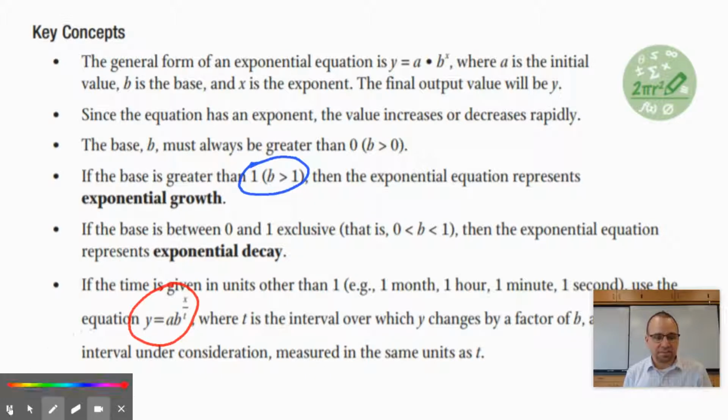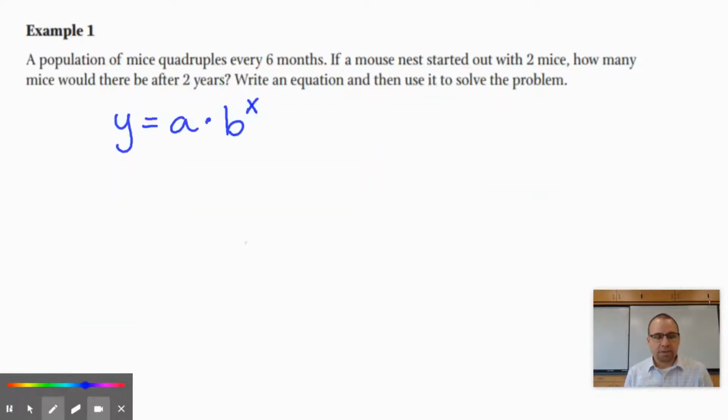Let's get started. Here's the general form for an exponential equation. However, we're going to have to change it slightly because of this. It says that the population of mice will quadruple every 6 months. So we're going to have to take care of that every 6 months part of it. So watch closely.